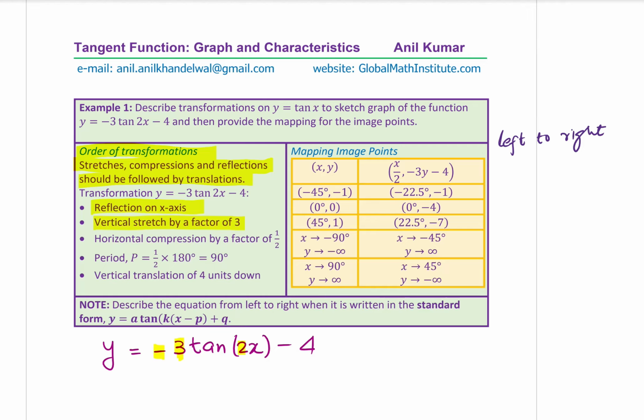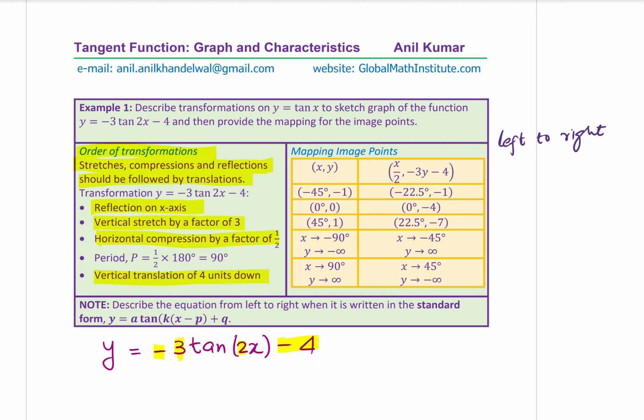Now 2 is horizontally compressed by a factor of half, right? That is what it means. Horizontally compressed by a factor of half. And then we have minus 4, which means translate 4 units down. Vertically translate 4 units down. So that is how we can describe from left to right all the transformations, and that is the order in which the graph can be sketched.